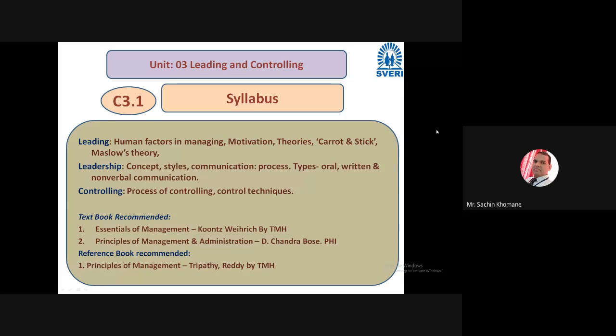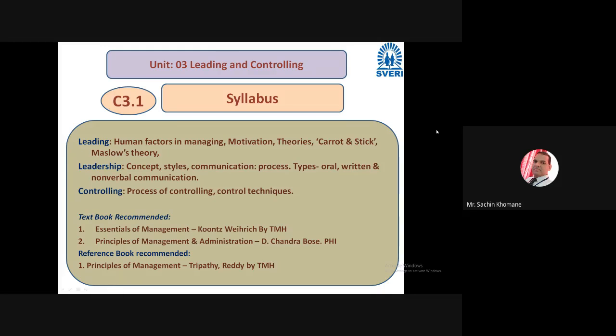Motivation is very essential in the organization to get the work done from employees, right? Employees should always be motivated. Without motivation, getting work done is quite difficult. For that purpose, a manager uses various theories like the carrot and stick theory, then Maslow's theory, right? Such theories of motivation are there in this unit that we have to discuss.